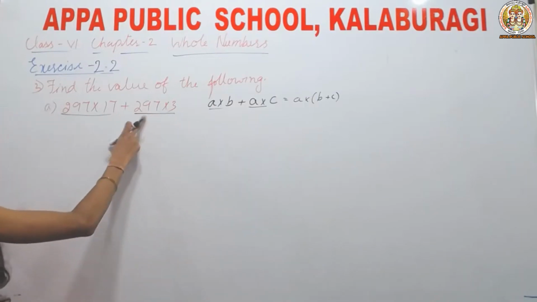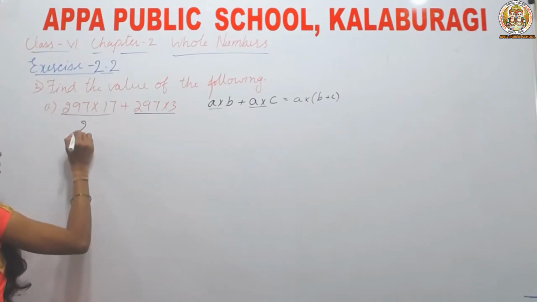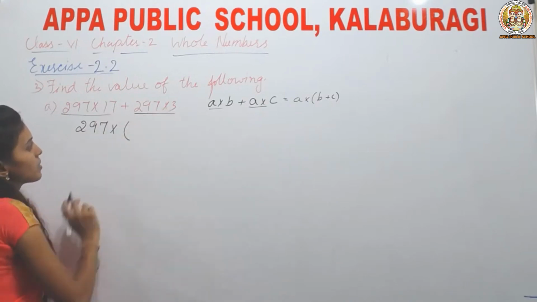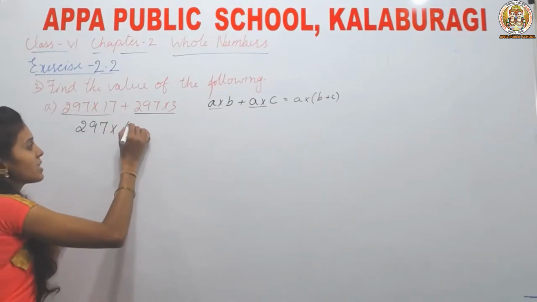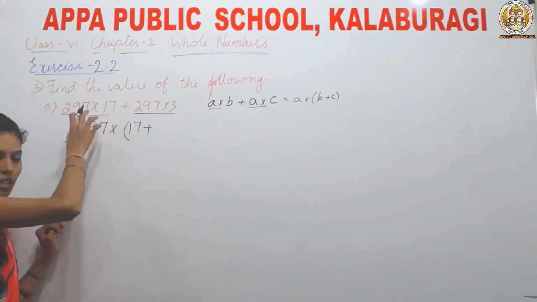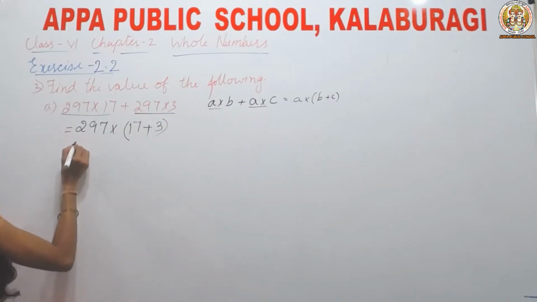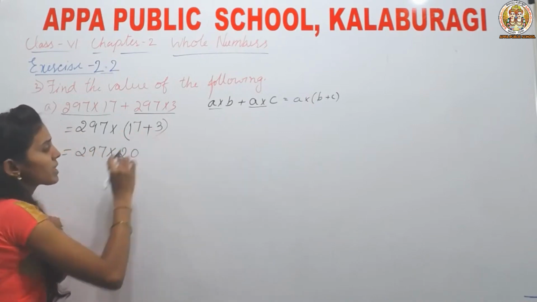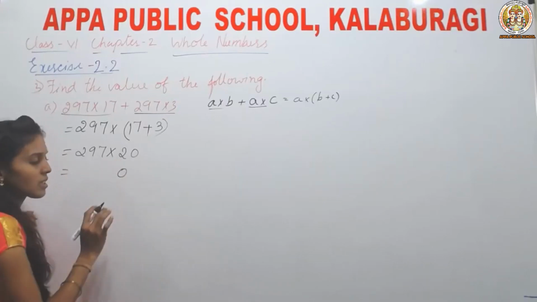In these two terms, 297 is common. So keep that 297 outside. And write the remaining terms inside the bracket. In this term, 297 is outside, so remaining is 17. Plus, in this term, 297 is outside, remaining is 3. So, 297 into 20. 17 plus 3 is 20. 0 will be as it is.